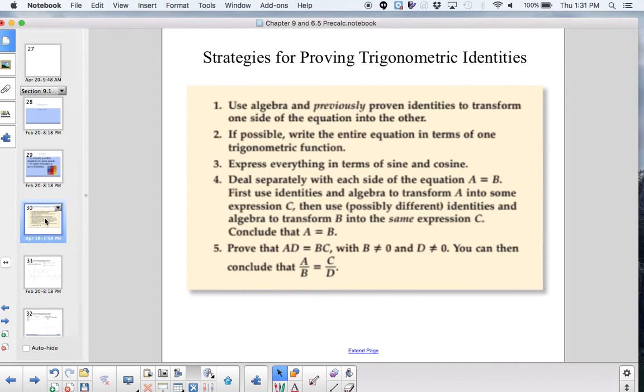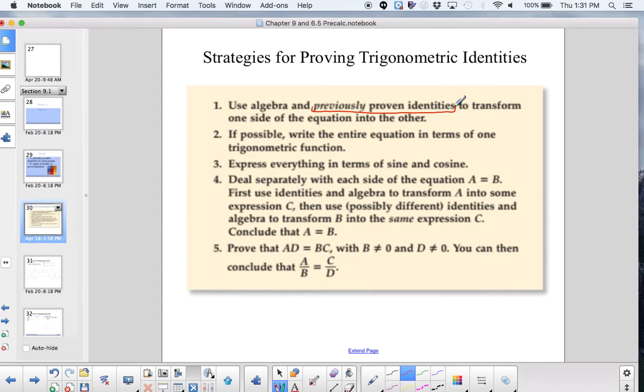Here are 5 things that you can work with, and you'll see me use several of these in the video today. So first of all, one of the things you can do is try to get them to equal previously proven identities, such as the Pythagorean identities or some of the identities like the fact that tangent is equal to sine x over cosine x.